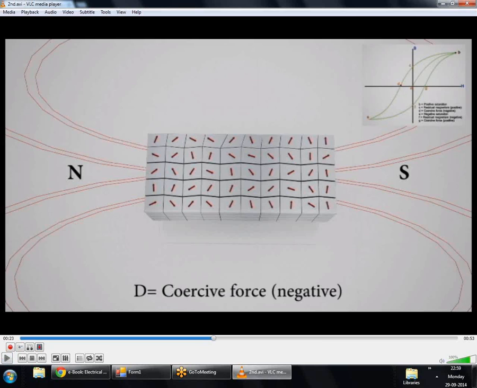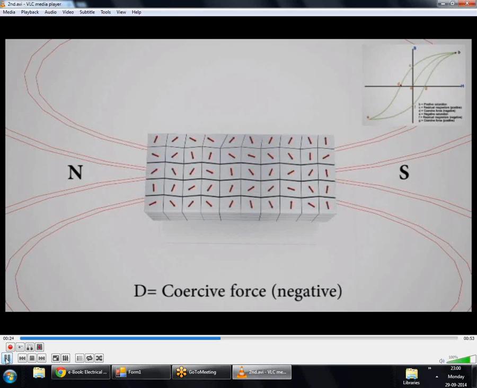Now what happens is, if we start to apply a magnetic field in the opposite direction, then there comes a point where all the grains inside the material are randomly oriented, but we do still have an applied magnetic field. So it means that even in the presence of an applied external magnetic field, the grains inside the material are randomly oriented, and its flux density is equal to 0. And this point is known as coercive force.